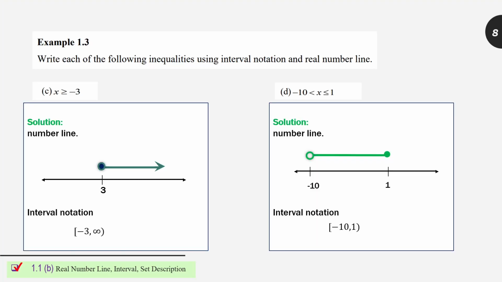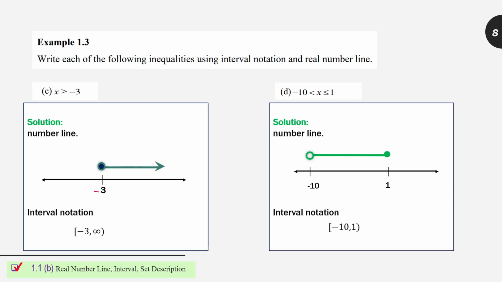Now we look at example 1.3. Write each of the following inequalities using interval notation and the real number line. Whether the interval notation or the real number line comes first doesn't matter, because they are in two different contexts. And you need not plot the scale.